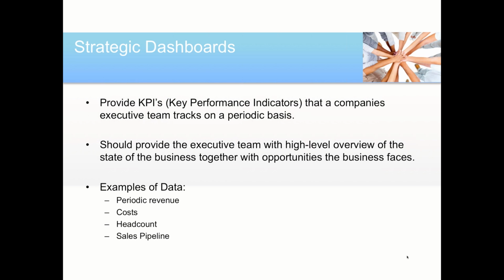Then there's strategic dashboards. This provides key performance indicators that a company's executive team tracks on a periodic basis. It should provide the executive team with a high-level overview of the state of the business together with opportunities the business faces. So examples of data could be periodic revenue, costs, headcount, the sales pipeline.